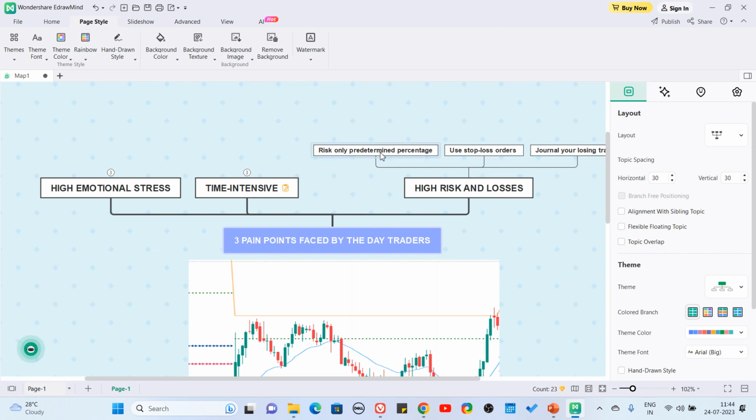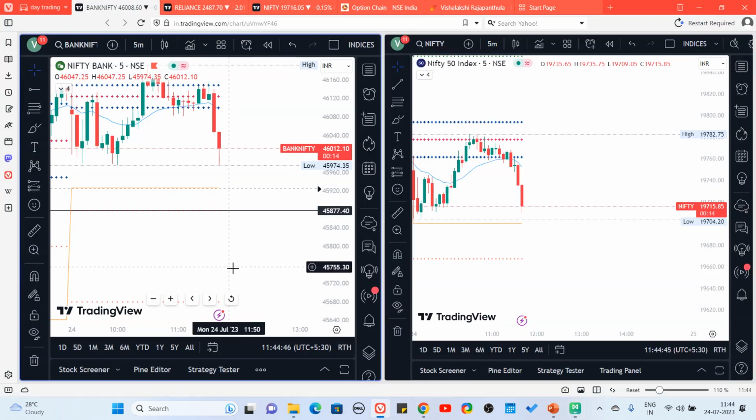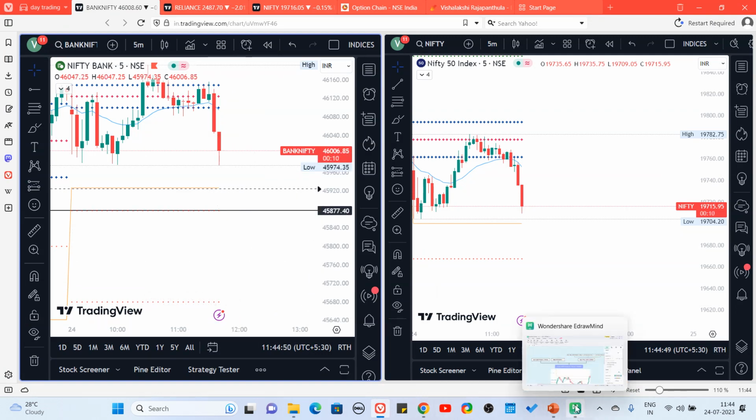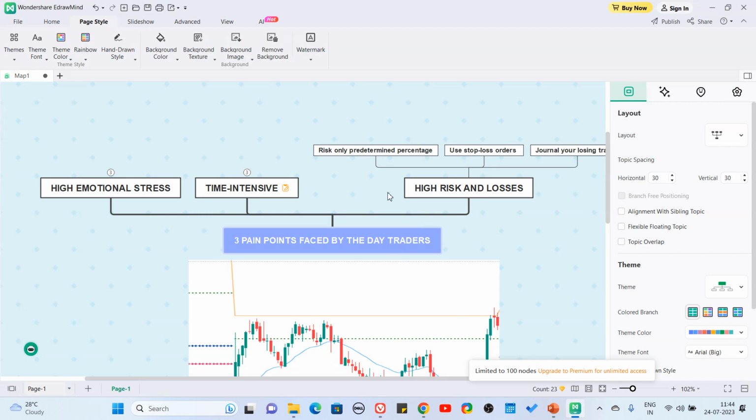Risk only a predetermined percentage. Now let's see what is happening in my charts. Okay, it is taking support here, no problem. I can do the presentation for a few more minutes. Now, risk only a predetermined percentage. What is the predetermined percentage?